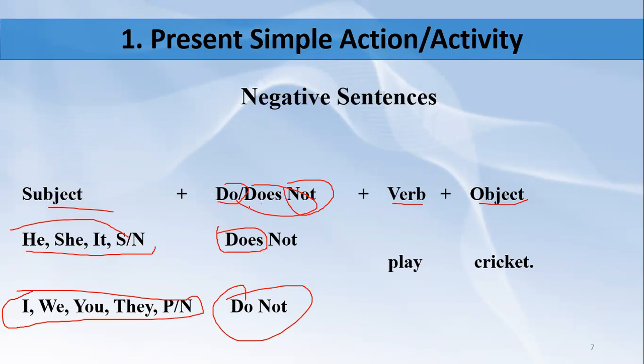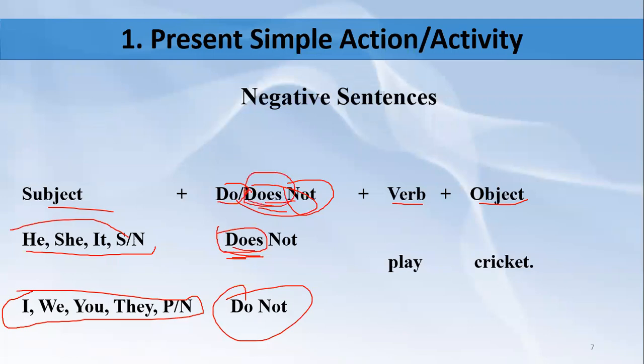Fine. So he does not play cricket, she does not play cricket, it does not work. And the boy or the girl does not play cricket. On the other hand, I do not play cricket, you do not play cricket, we do not play cricket, they do not play cricket, and the students do not play cricket. Fine. So that is the basic difference between do and does.